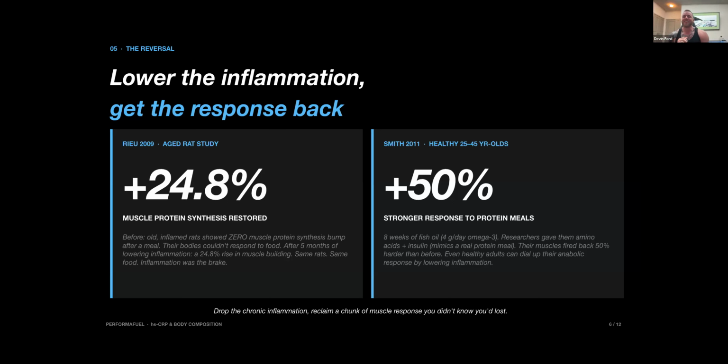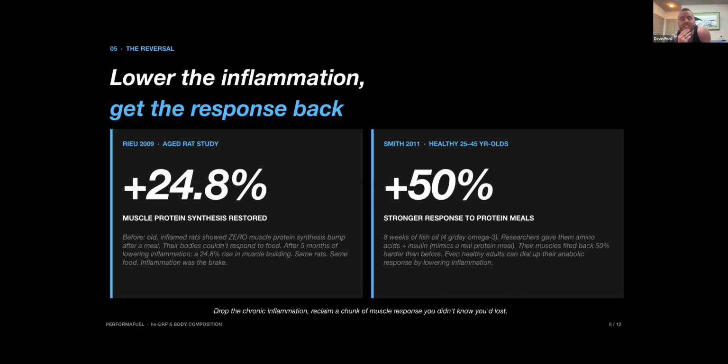Oh man, that's huge. All right, 24%. So think about working out and then eating and having nothing happen, and then doing the exact same thing. The only difference is that your C-reactive protein is low, and now you just increase muscle protein synthesis by 24%. Whoa, guys, that's huge. That's massive.